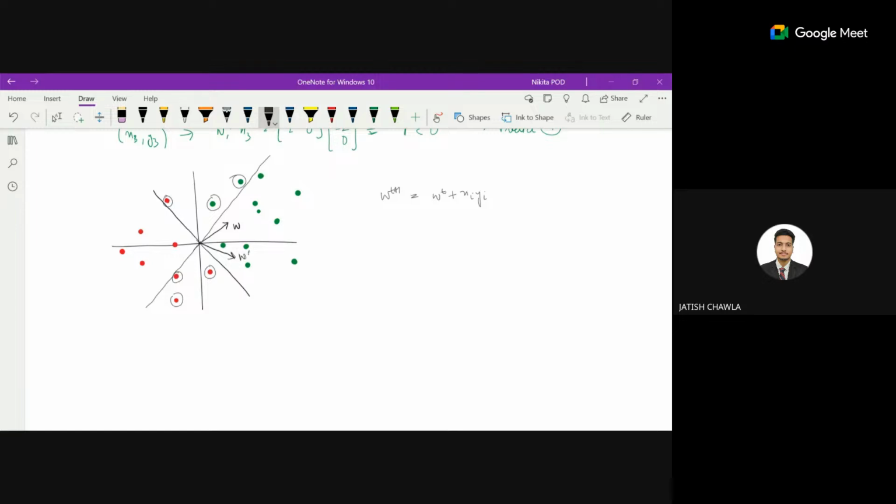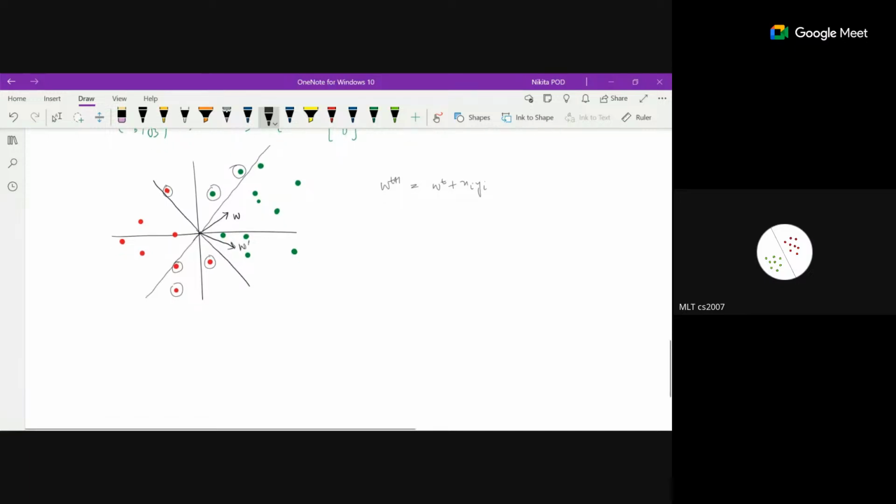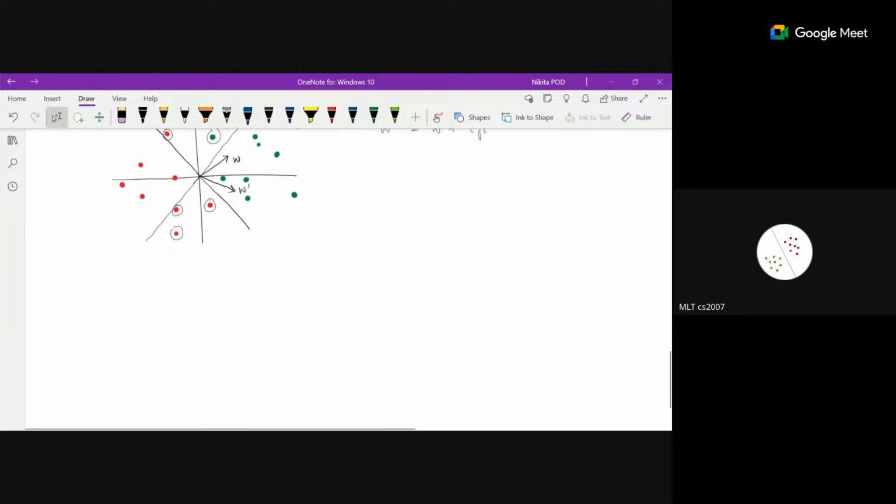Is it possible that the number of iterations exceeds N? N means the number of data points. There is an upper bound. I will come to the theorem. After this, I'm just going to make one more assumption. So far, the first assumption we have seen was the linear separability assumption, right? Linear separability.